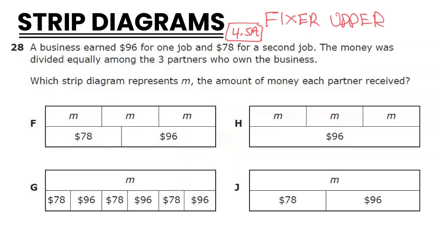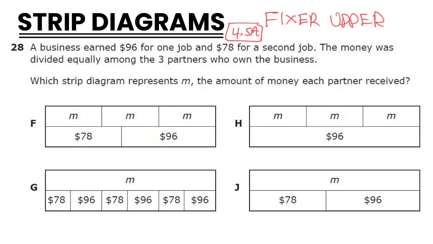As we move into TEK 4.5a and look at strip diagrams, let's look at the following released question. A business earned $96 for one job and $78 for a second job. The money was divided equally among the 3 partners who own the business. Which strip diagram represents M, which is the amount of money that each partner received?